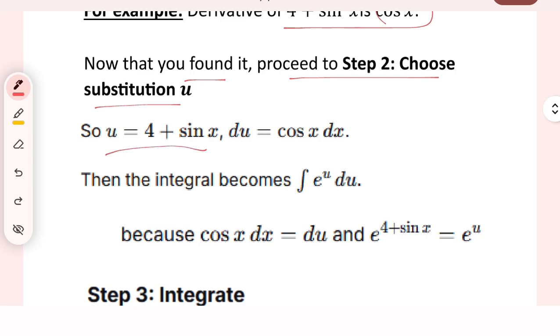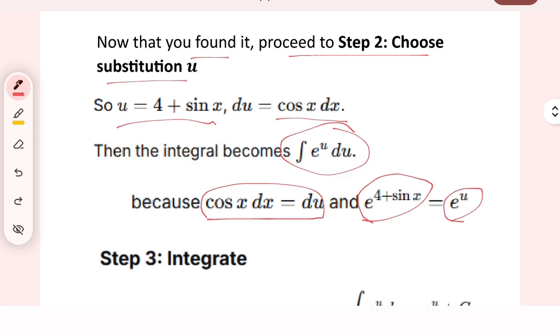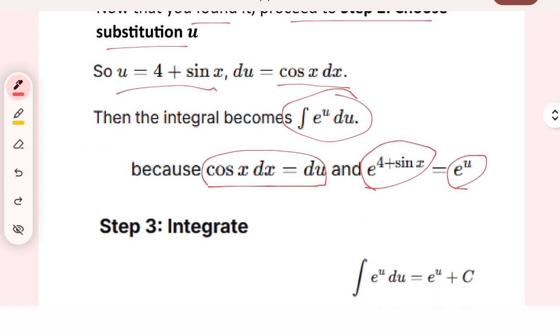Now that you found the pattern, proceed to step number 2, the substitution. We let u be this, and we compute du as cosine x dx. Then what happens to our original integral? It becomes the integral of e to the u du. Why? Because cosine x dx is du, and e to the power of 4 plus sine x is e to the u. So we simply replace everything with u, because of the substitution.